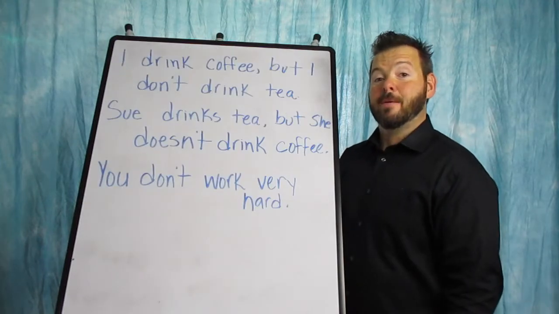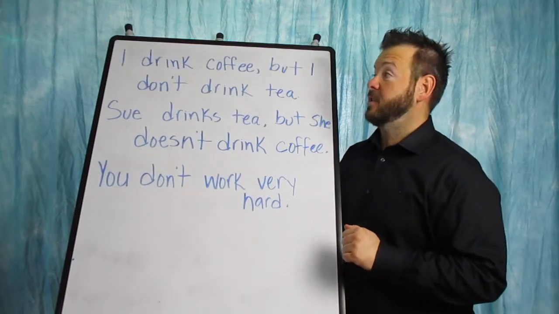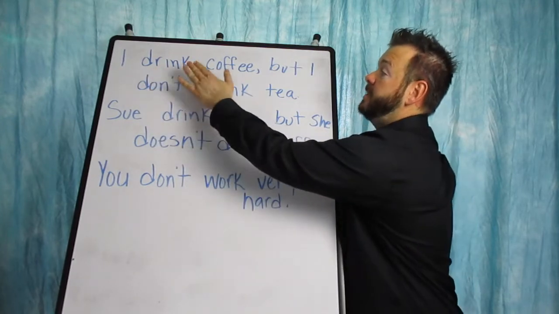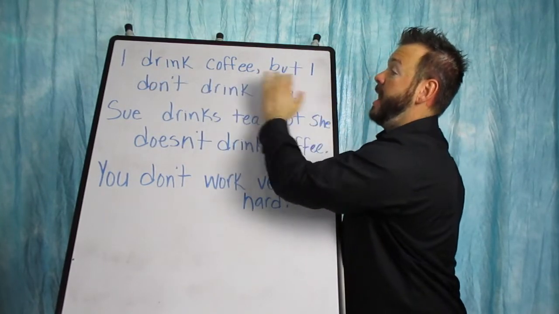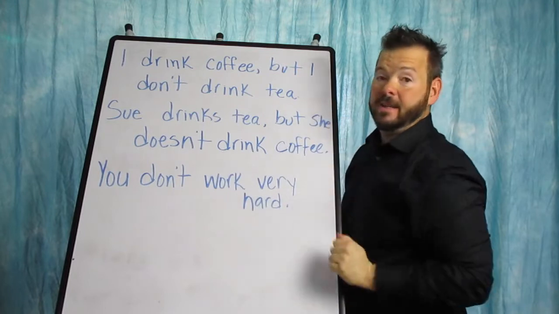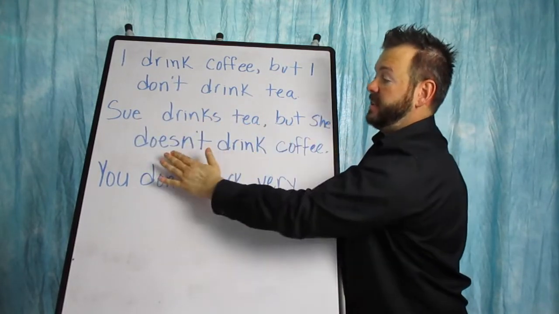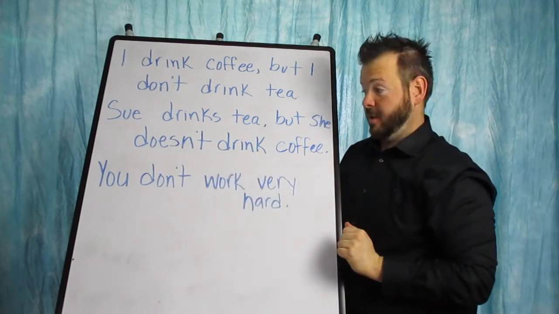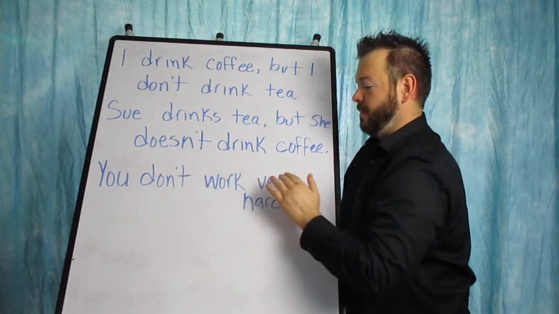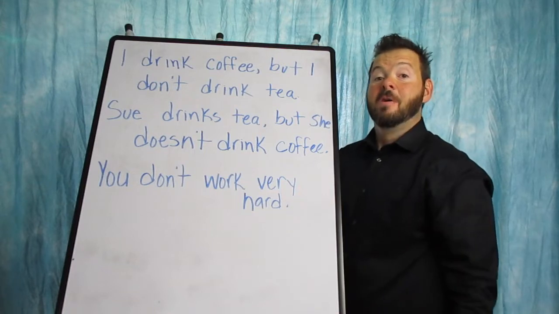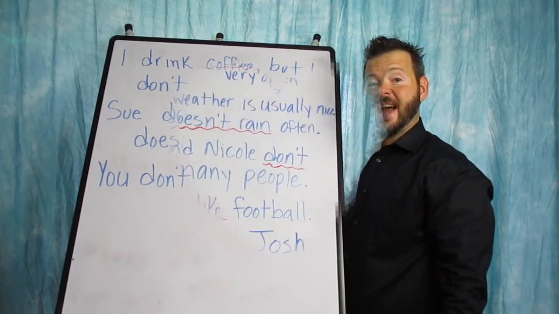Here are some examples using the words in sentences. I drink coffee, but I don't drink tea. Sue drinks tea, but she doesn't drink coffee. You don't work very hard. Pause the video and write everything down.